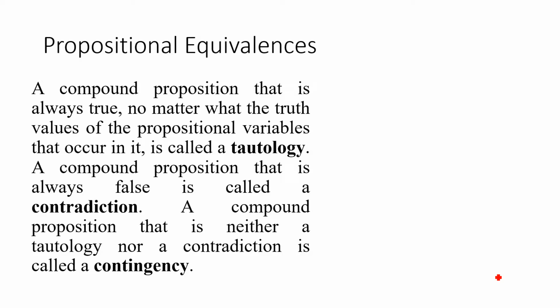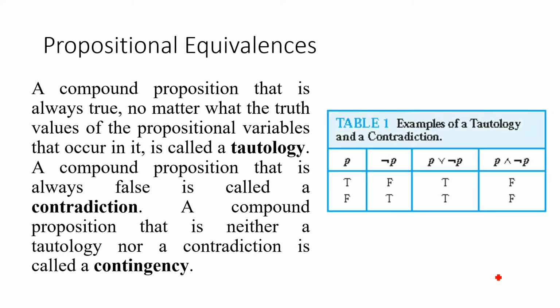So these are the truth tables for the tautology and contradiction. You have here an example. If it is always true, then it is a tautology. If it is always false, then it is a contradiction. Tautology and contradiction are often important in mathematical reasoning. So that is very important.